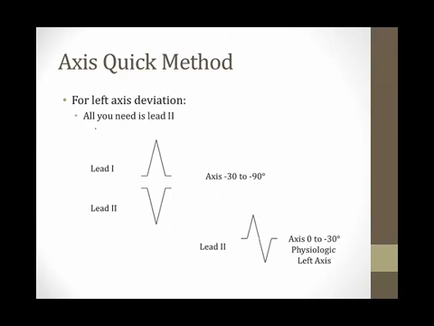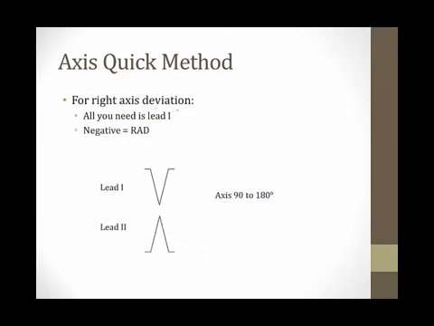For a left axis deviation, all you need to do is look at lead 2. If lead 2 is negative, it means the axis is between -30 and -90, and therefore you have a left axis deviation. The one exception to this is sometimes lead 2 will look like I've shown here, where it's partly upward and partly downward. This is called a physiologic left axis, which is slightly to the left but still within normal limits. To determine whether you have a right axis deviation, all you need is lead 1. If the QRS complex is negative in lead 1, like I've shown here, then you have a right axis deviation, which is between 90 and 180 degrees.